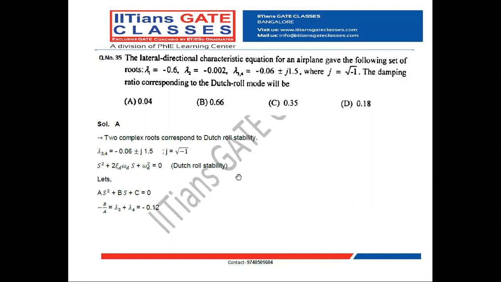There is one other way to calculate this damping ratio. How will we calculate? We'll see. The thing is, the lambda 3,4 equation is minus 0.06 plus or minus j into 1.5, which is an underdamped oscillation, an underdamped system equation.